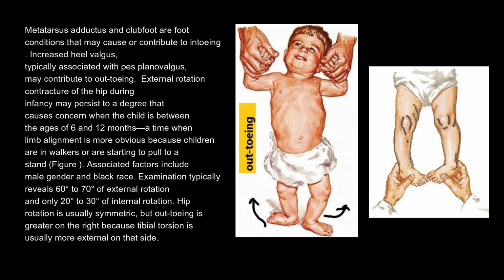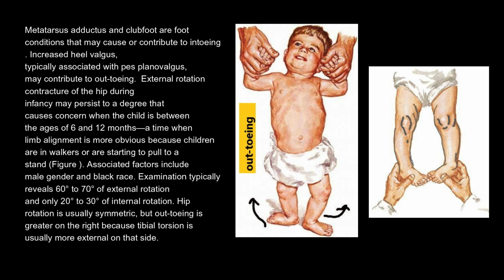Metatarsus adductus and clubfoot are foot conditions that may cause or contribute to in-toeing. Increased heel valgus, typically associated with pes planovalgus, may contribute to out-toeing. External rotation contracture of the hip during infancy may persist to a degree that causes concern when the child is between the ages of 6 and 12 months, a time when limb alignment is more obvious because children are in walkers or are starting to pull to a stand, figure.